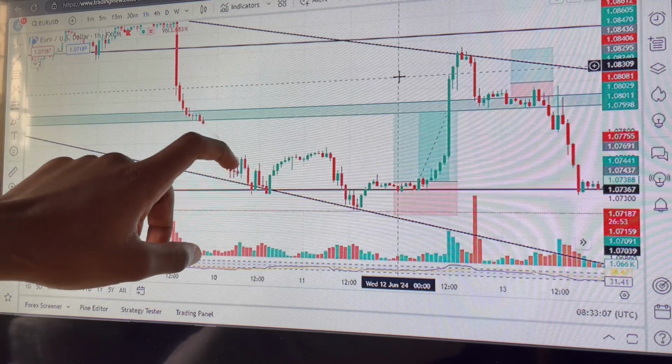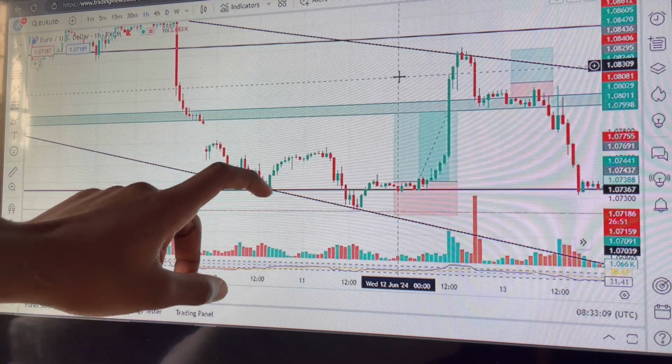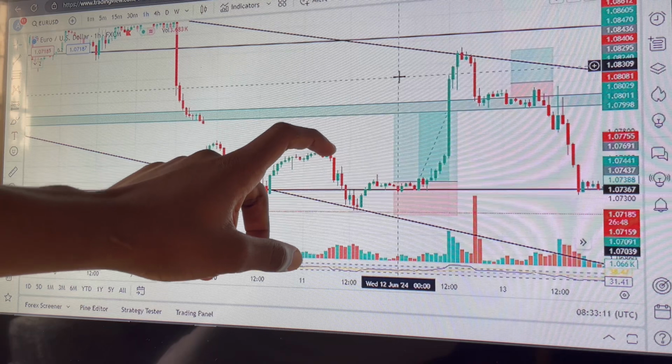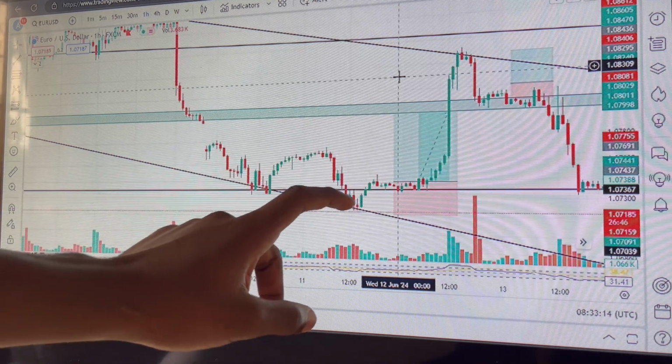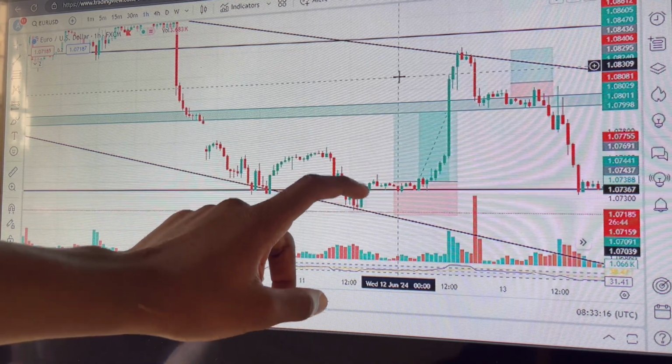I don't know if you guys can see that clearly, but this is the 1 hourly time frame. So we found a little bit of buyers right here. So these buyers pushed, right? And then sellers came in hard. So they did kind of break out, but the buyers closed back in.